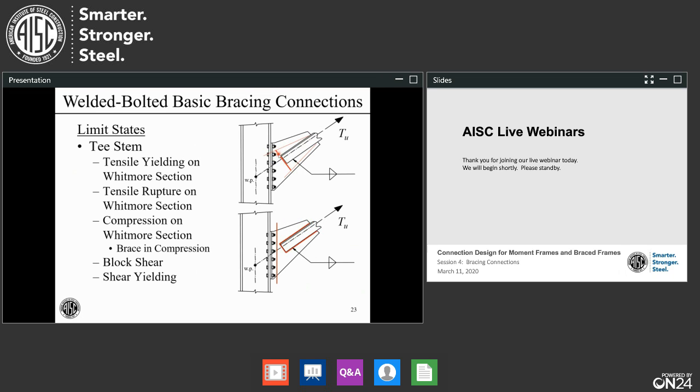And that critical section is used to check tensile yielding and tensile rupture, if the brace is in tension as shown here. If this load is reversed and the brace is in compression, on this Whitmore section we'll have compressive yielding or buckling in this region. And the unbraced length would be from about here to here. And then, of course, we need to look up the K, see what we need to use for K.